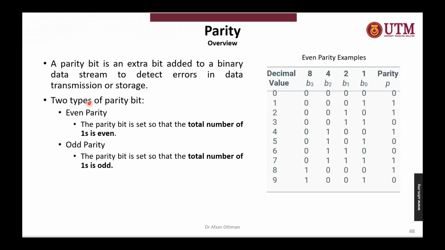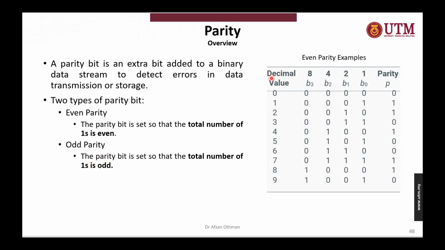So there are two types of parity bit. One is what we call even parity, where the parity bit is set so that the total number of 1s is even. And the odd parity is where the parity bit is set so that the total number of 1s is odd. For example, here, this is for the even parity examples.